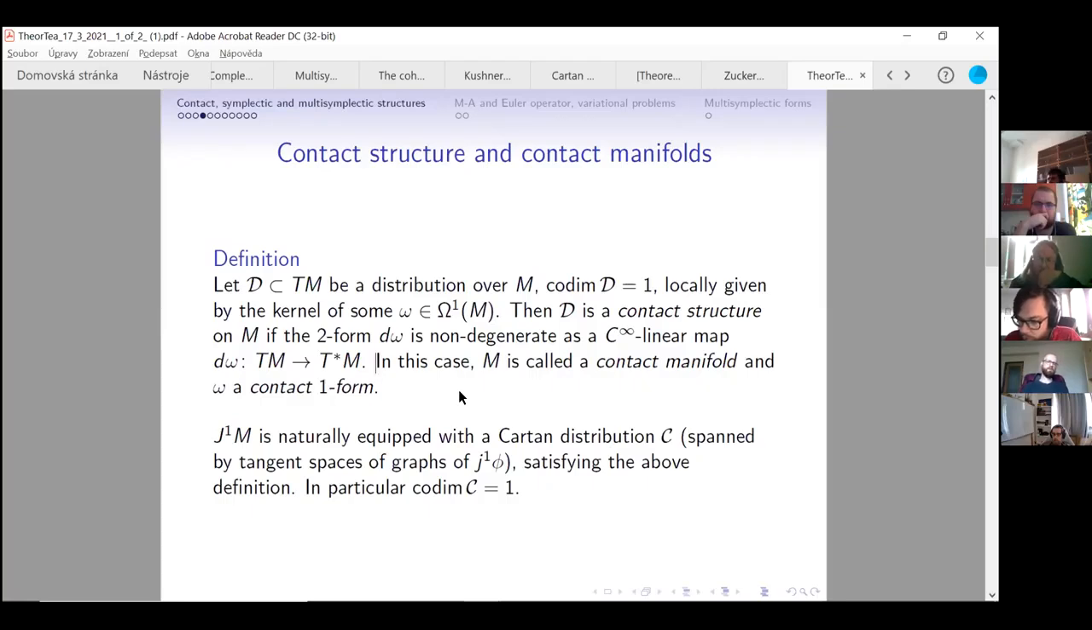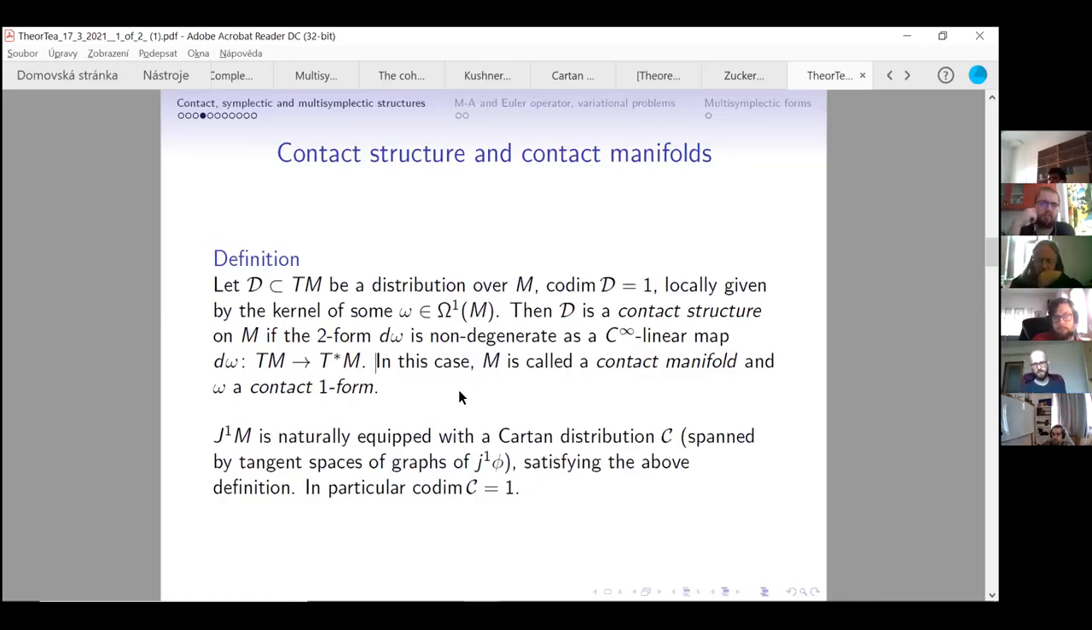Yeah, and this means that locally we can pick an omega 1 form, and the distribution will be given as a kernel of this form. If the 2 form is non-degenerate, then we call the D given by the kernel of this form a contact structure. Yeah, and this expresses the fact that D is completely non-integrable. So if M is equipped with such a structure, we call it a contact manifold.